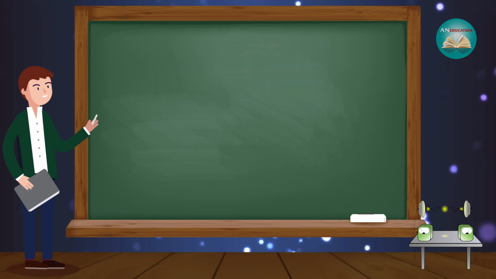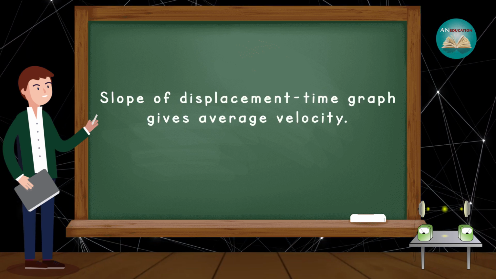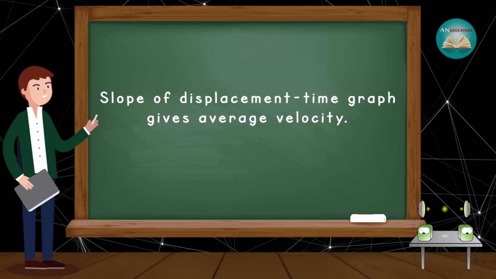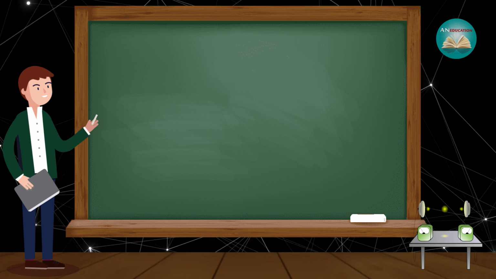After that, let's talk about an important point. Note down this point. Slope of a distance time graph gives average velocity. We will discuss the slope and graphs in detail in another lecture.